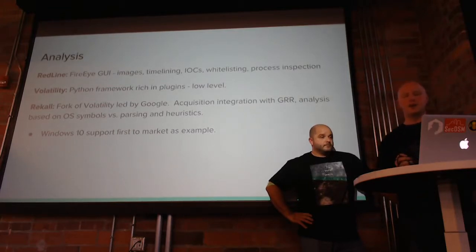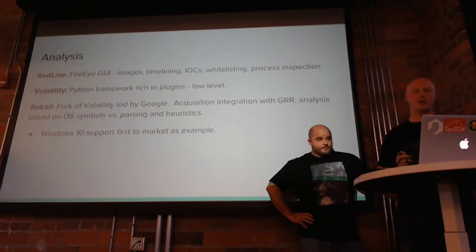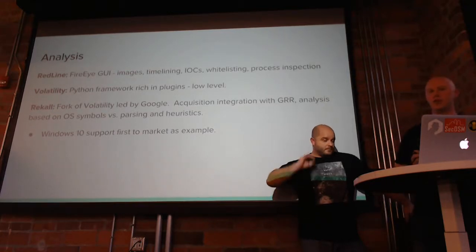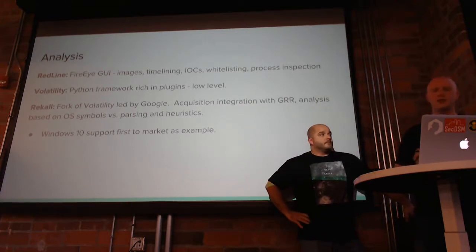So Volatility is probably the de facto, I don't want to call it standard, but if you ask somebody to check out a memory image off the street, they're probably going to find Volatility in the Google search ranking before anything else. And then Recall, which we'll talk about a little bit more in depth later on. But it's basically Volatility. Google took it, and they're doing their own thing with it, but it's publicly available, and you can do some really cool individual process stuff with it.